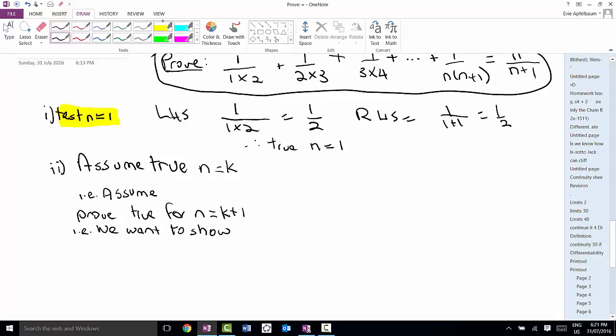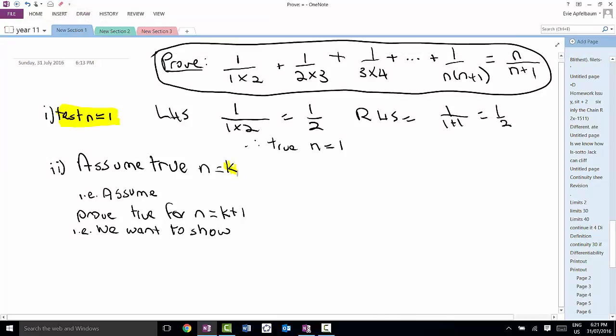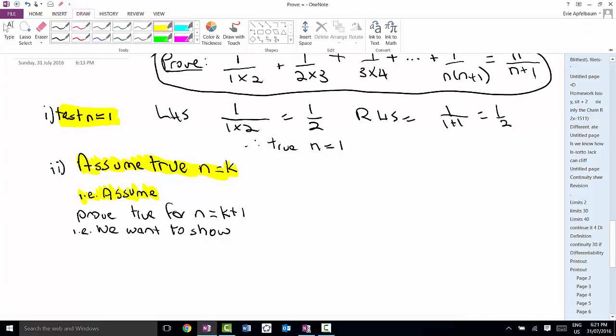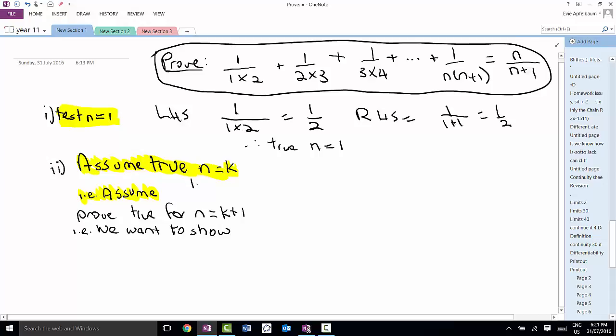Then we always write, assume true for n equals k. And we write down what we want to assume. And what's that going to be in this case? In this case, we're going to assume that 1 over 1 times 2 plus 1 over 2 times 3 plus 1 over 3 times 4 up to 1 over k times k plus 1 is equal to k over k plus 1.